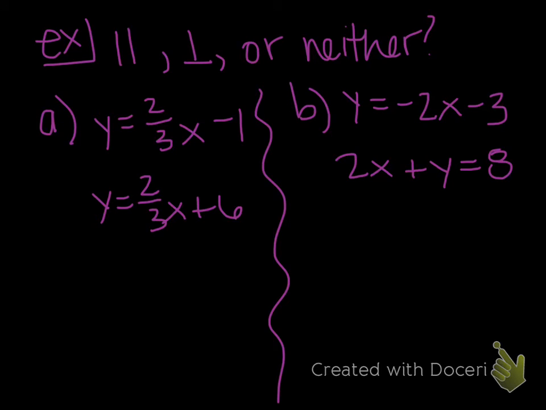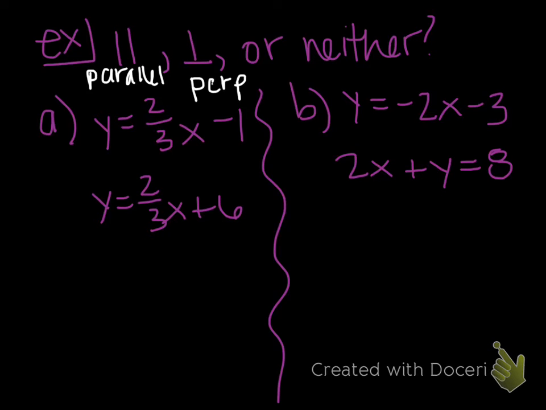So for this next one, this is just making sure you understand the concept. They give you 2 equations and they want you to identify if they are parallel, perpendicular, or neither. This little symbol that looks like an 11 is your symbol for parallel. The upside down T is your symbol for perpendicular.